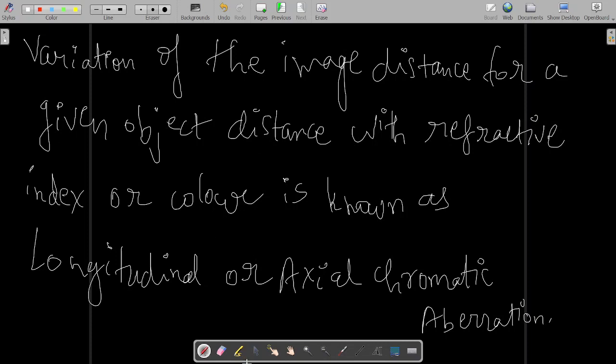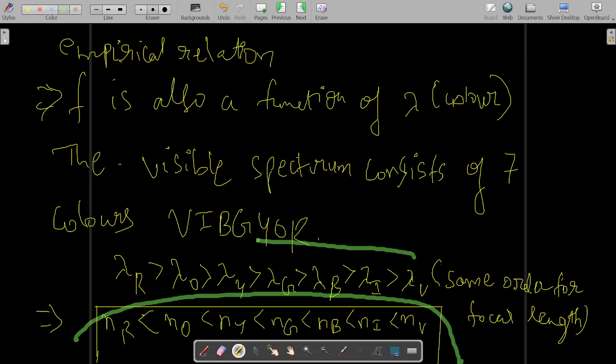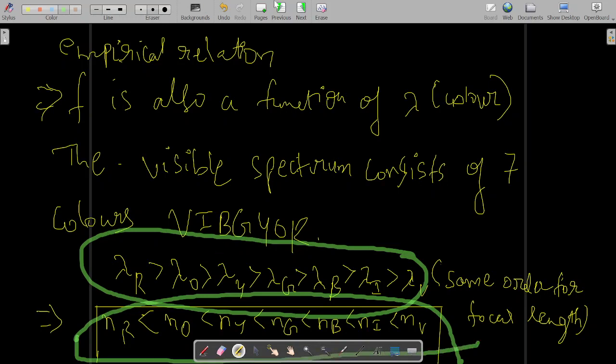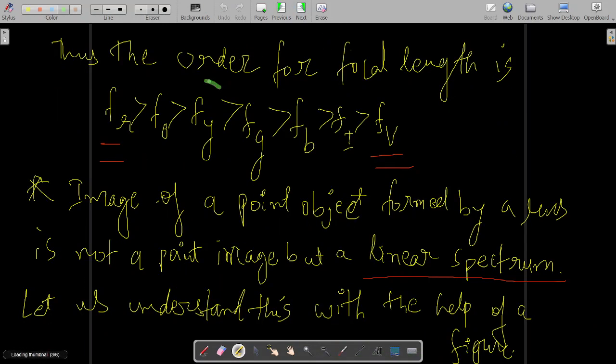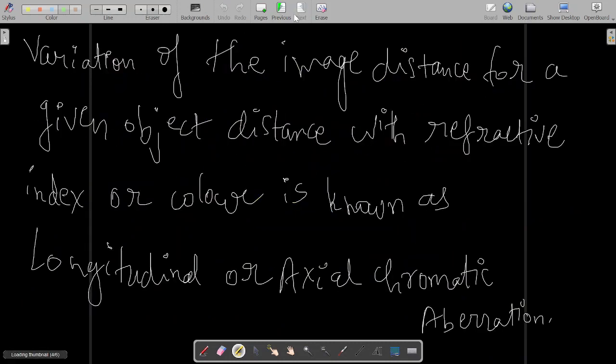Okay, so with refractive index you can clearly see this, that the refractive indices are different for different colors. Wavelengths are different for different colors. Because wavelength is different for different colors, refractive indices are different for different colors. As a result, focal lengths are different for different colors. So because of colors, there is a variation in the focal length also, and the refractive index also.